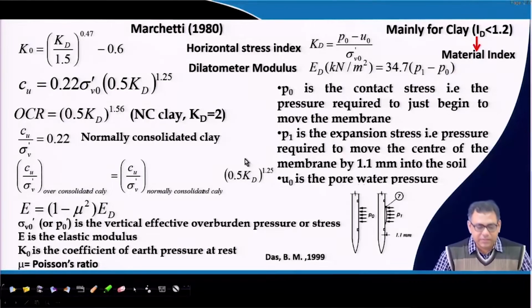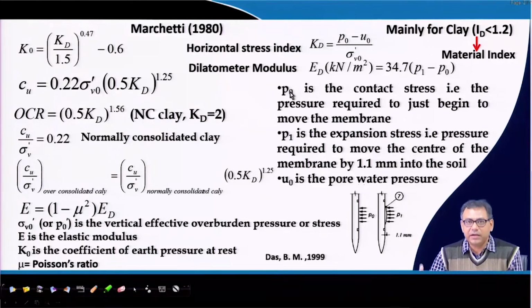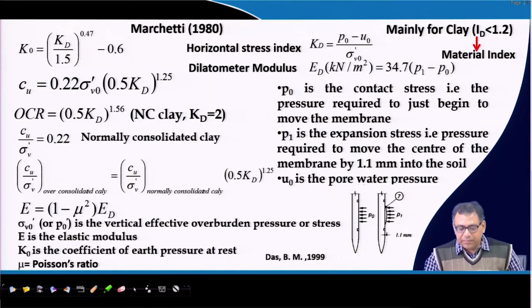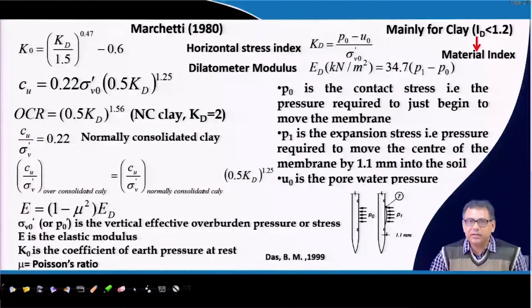Once we get these readings, we use these correlations for different types of soil. First let me explain what is P0 and P1. As I mentioned, P0 is the contact stress, that is the pressure required to just begin to move the membrane. That means here P0, or the A reading, is where we apply the stress; initially when we apply the stress, the movement of the membrane will not take place immediately. We have to apply some pressure so that at that point the membrane will start to deform.